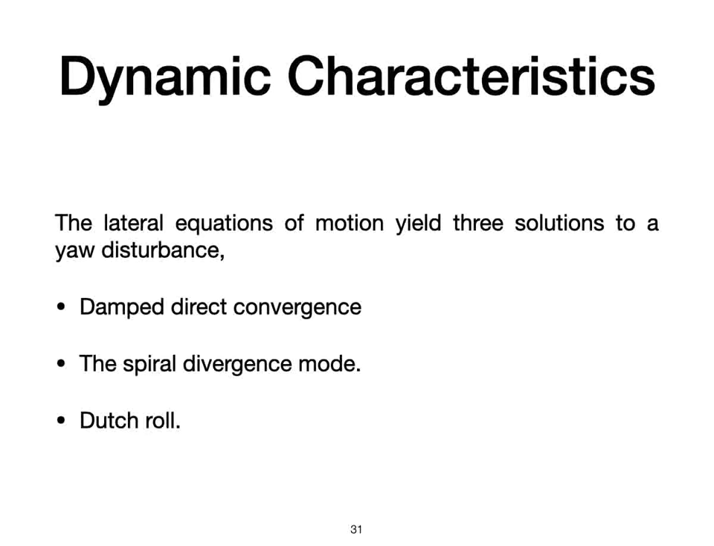Next is aircraft dynamic characteristics. The lateral equations of motion yield three solutions to a yaw disturbance. First one, damped direct convergence. Second one, the spiral divergence mode, which involves an increasing bank angle with the aircraft turning tighter and tighter until control is lost. Third one, Dutch roll, which is a short period oscillation, sees the aircraft waddle from side to side, exchanging yaw and roll.